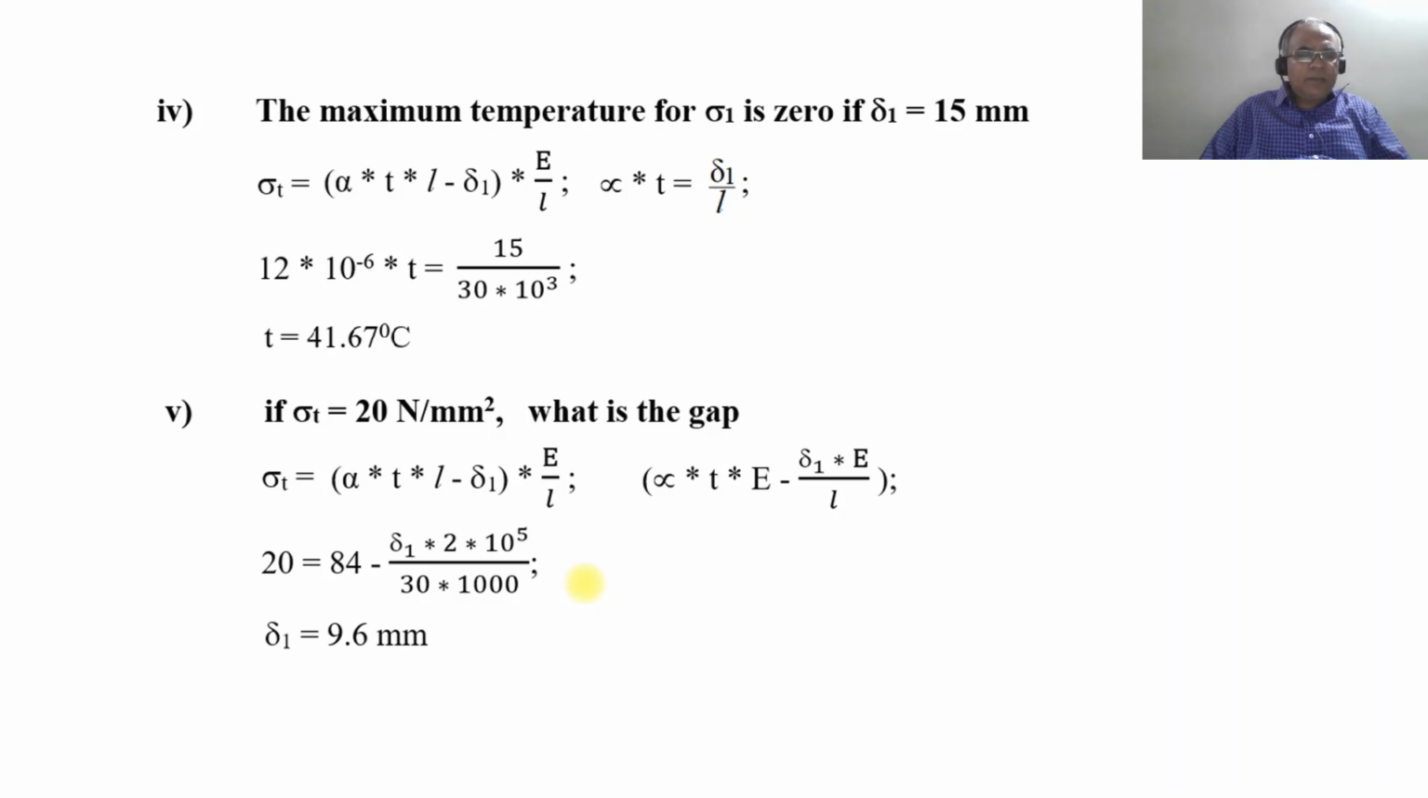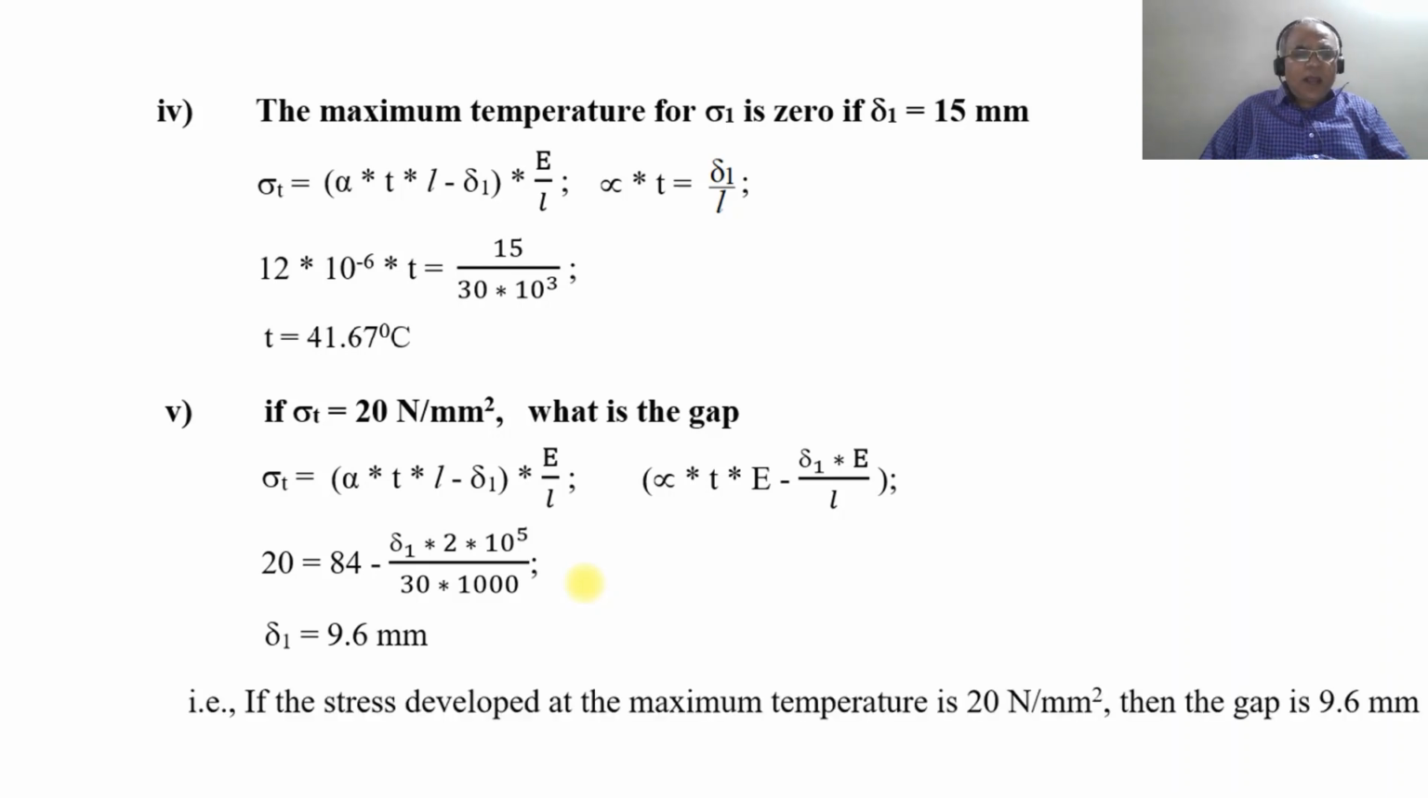So this is how you will be able to find the solution. If the stress developed at the maximum temperature is 20 Newton per mm square, then the gap is 9.6 mm. That is the interpretation you are going to get. So when you have the stress developed of 20 Newton per mm square at the maximum temperature, the gap at that particular temperature will be 9.6 mm.